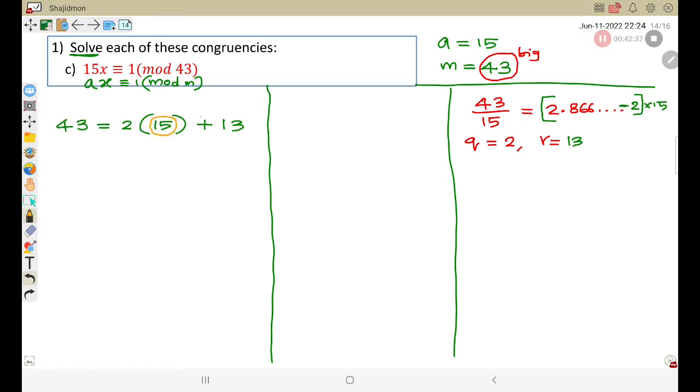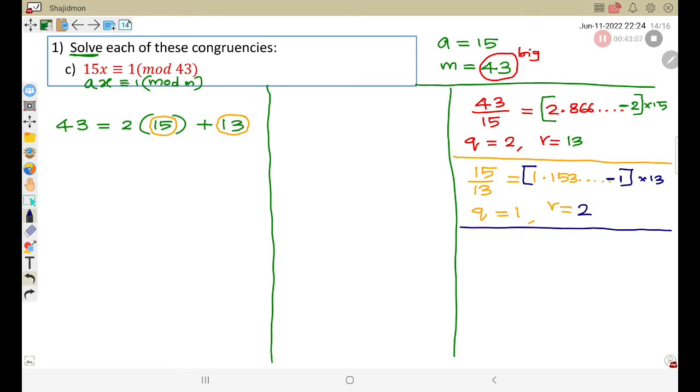Okay, now we take the numbers 15 and 13. So 15 divided by 13 equals 1.153 like this. So the quotient is 1 because of 1 point. For the remainder, we need to check: the opposite of the quotient, -1, multiplied by the divisor 13. So you will get remainder equal to 2. So how to write the next step? 15 equals quotient 1, divisor 13, plus remainder 2.